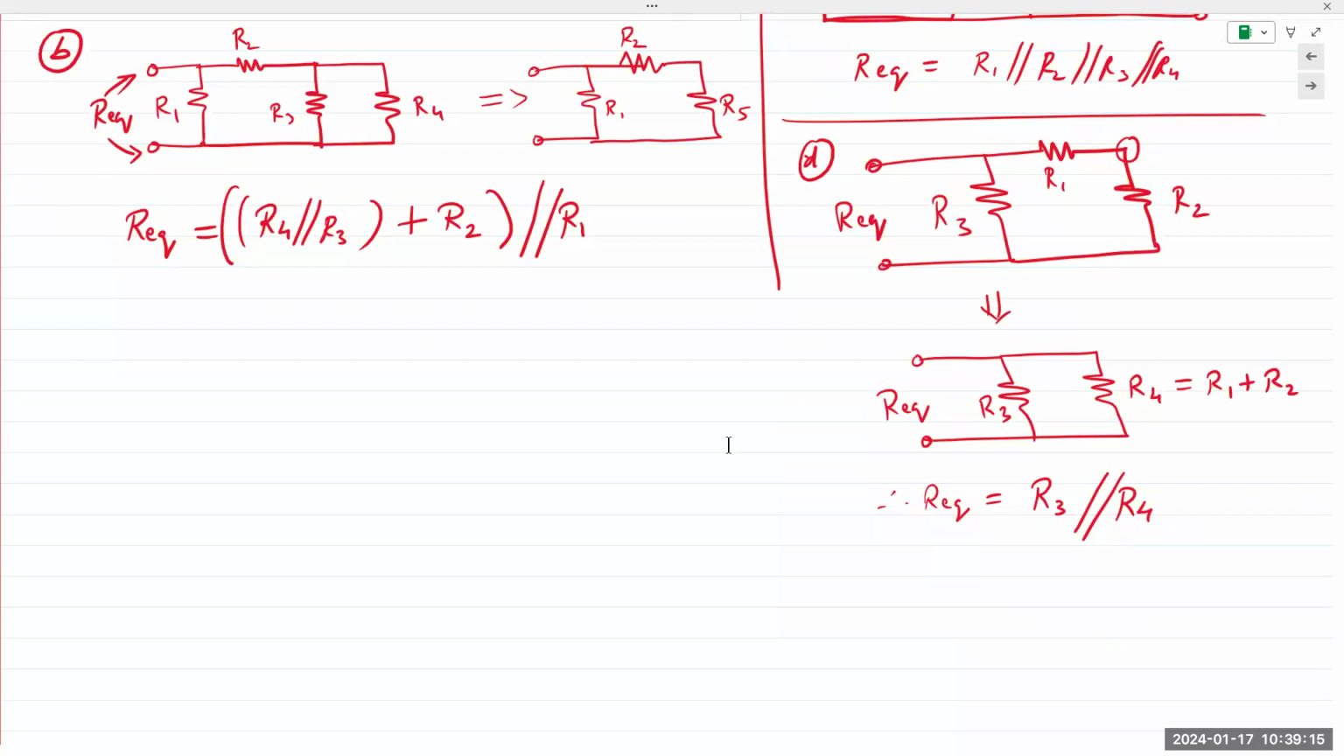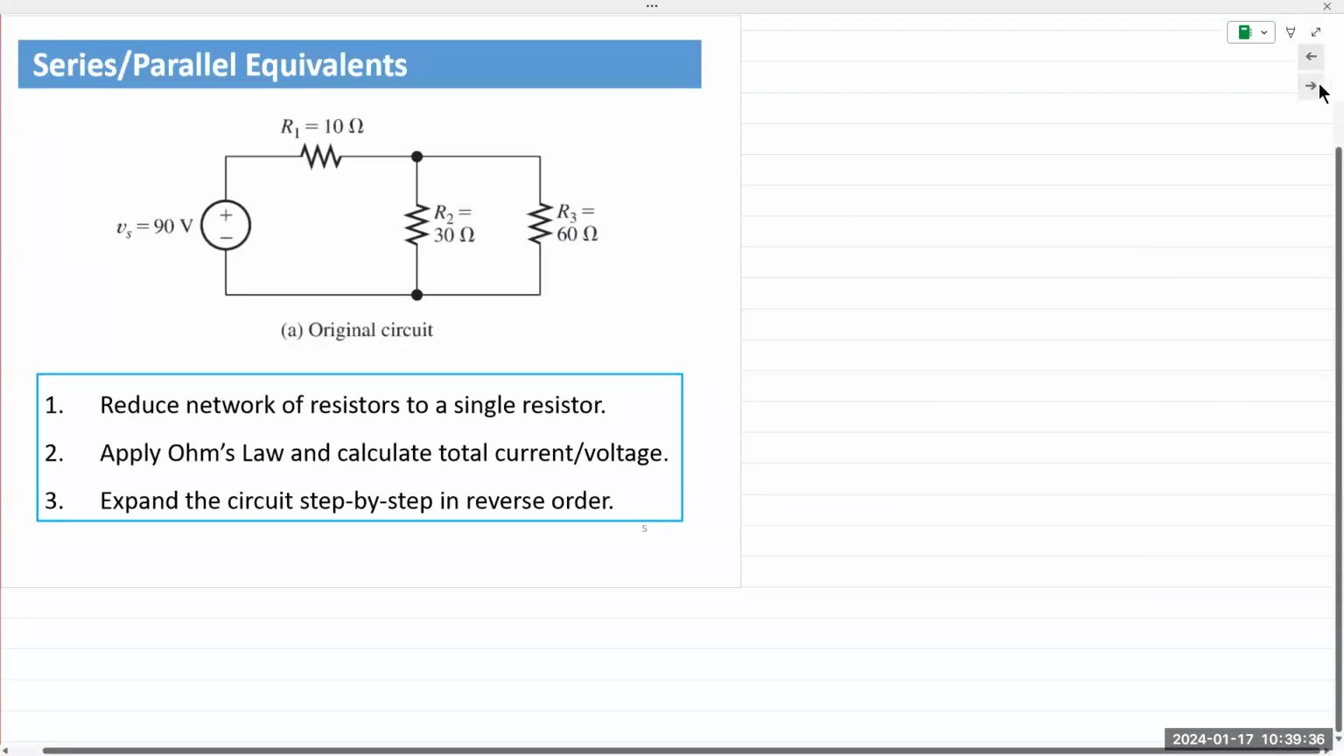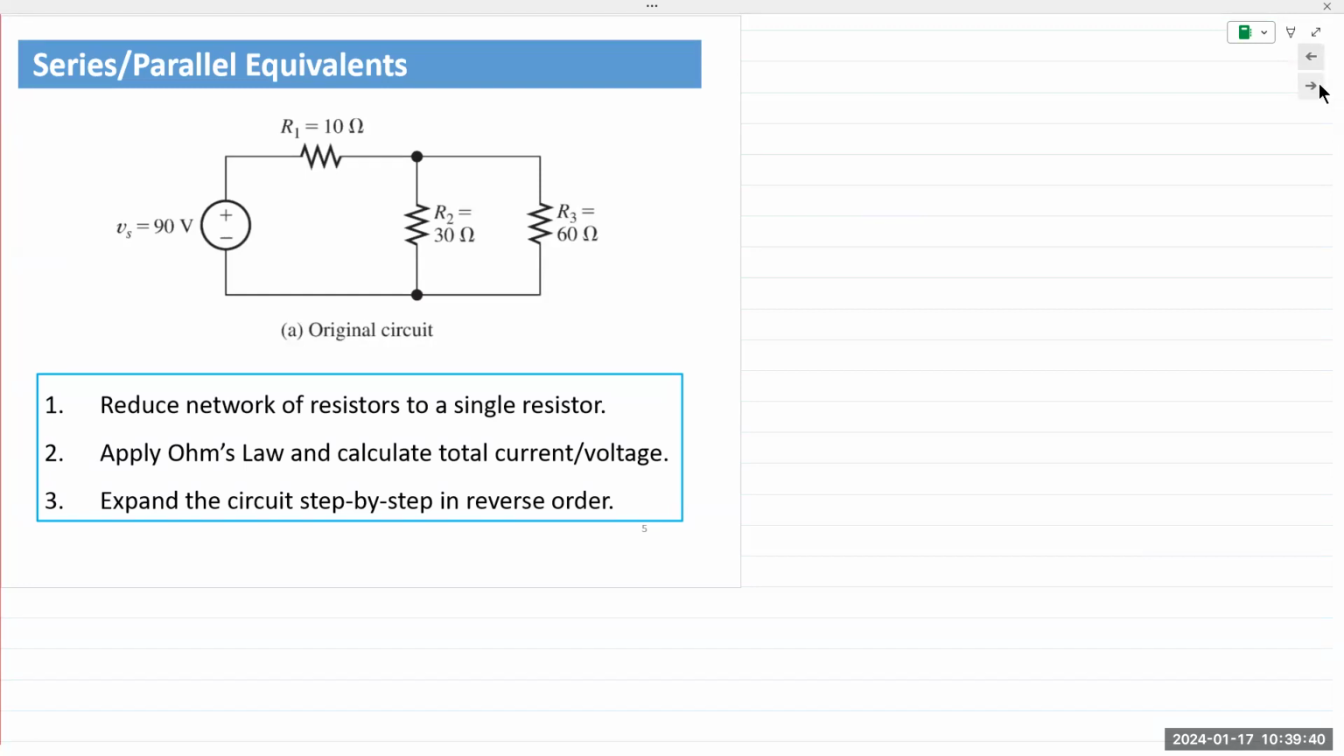All right. So we learned about resistors in series, resistors in parallel. Then we applied those techniques to reduce a large network of resistors down to one single resistance. The purpose is we will apply this to a larger analysis technique where we introduce a source in the circuit. And we call that technique series parallel equivalence.